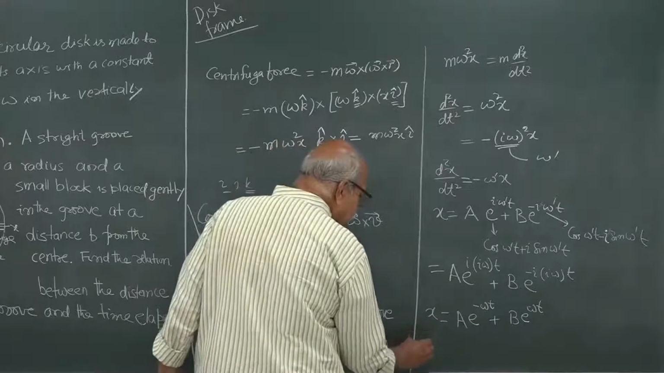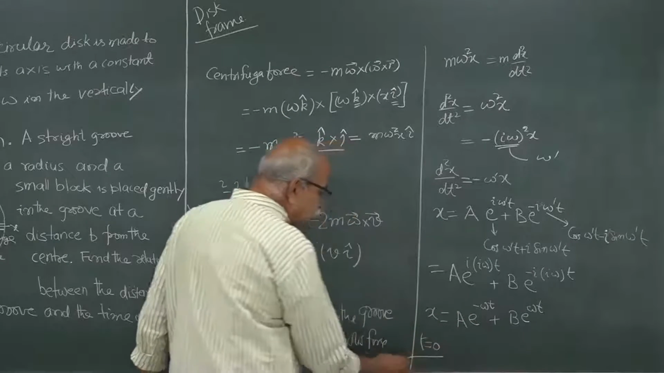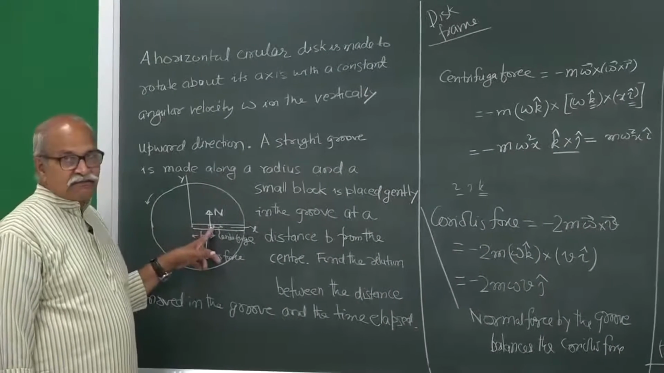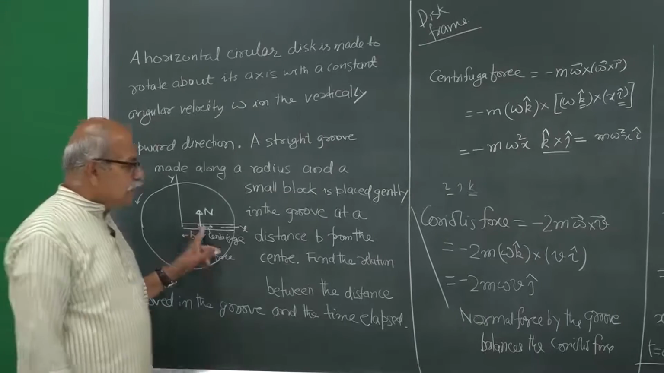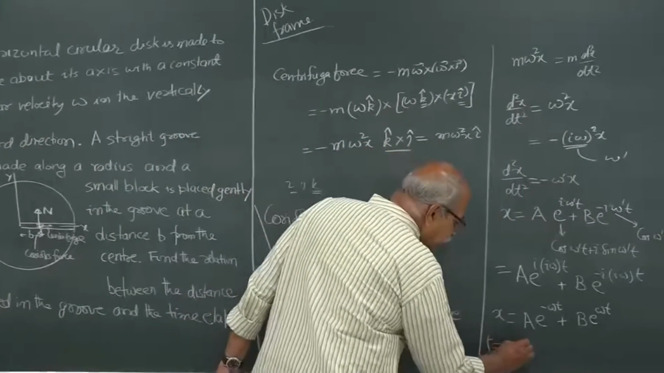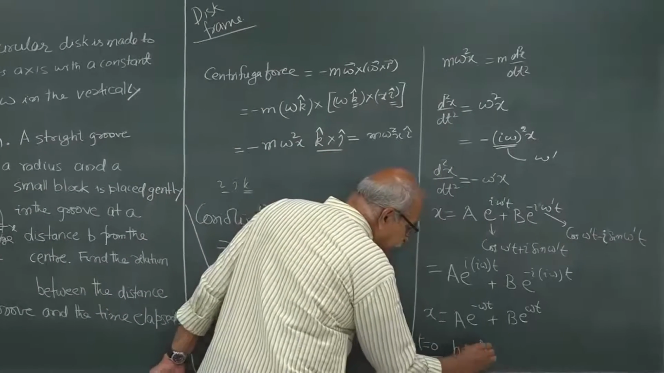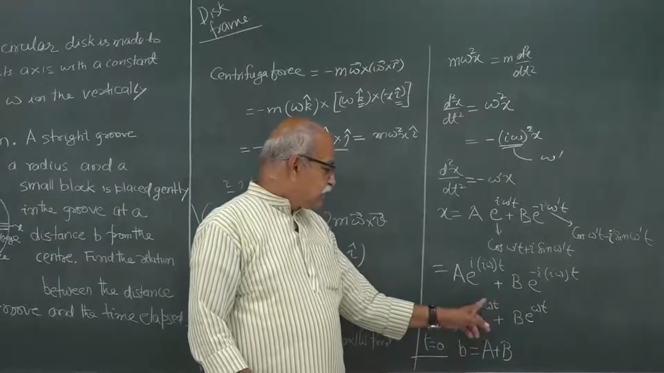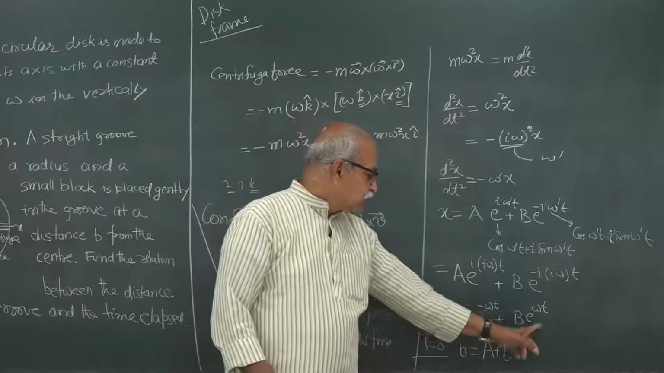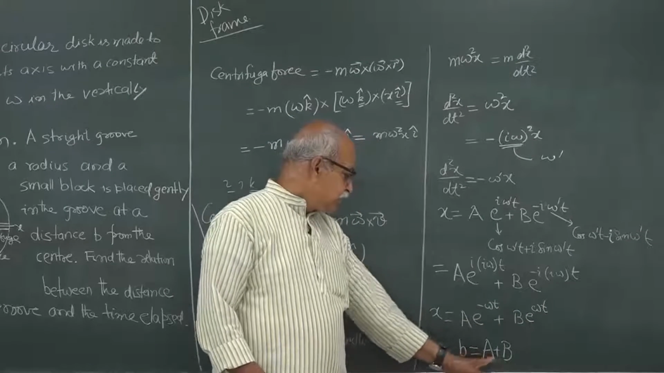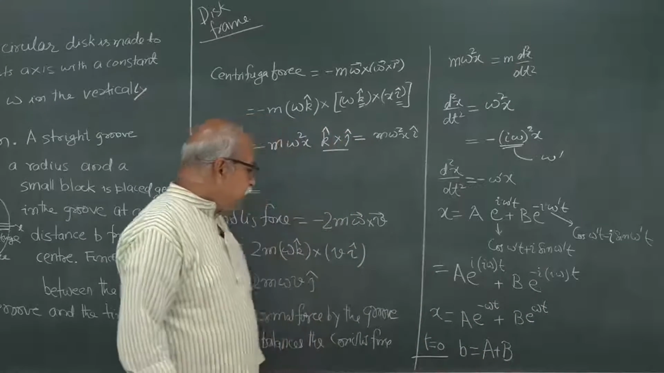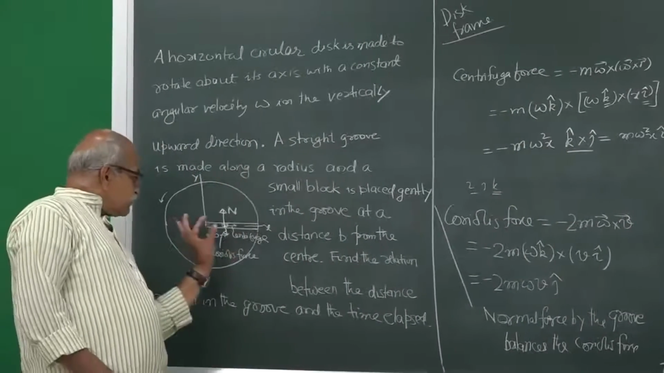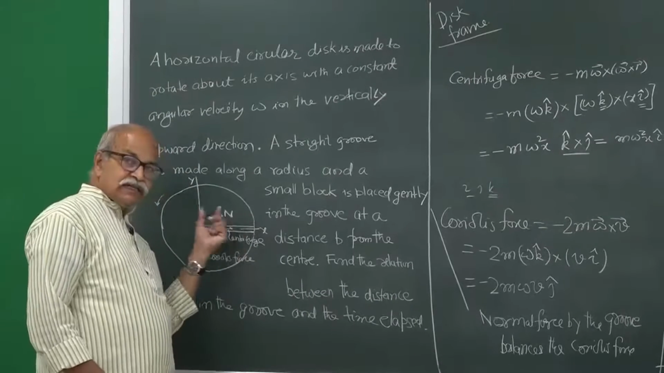So, what happens at t equal to 0? At t equal to 0, the particle is at a distance b. So, x is equal to b. So, x is equal to b equals A plus B, because when you put t equal to 0, this quantity is 1 and this quantity is also 1. So, A plus B is equal to b, and the other initial condition is that we had put it gently. Although it is moving, we have not given any x velocity to start with.